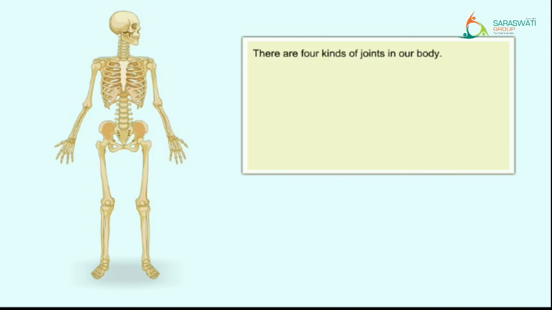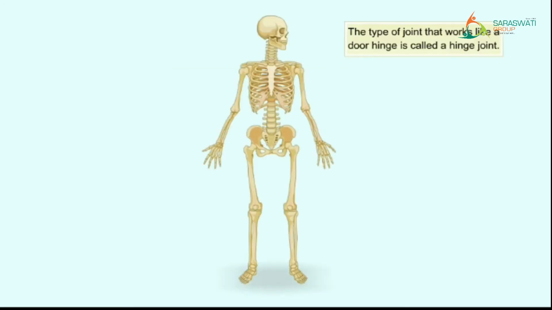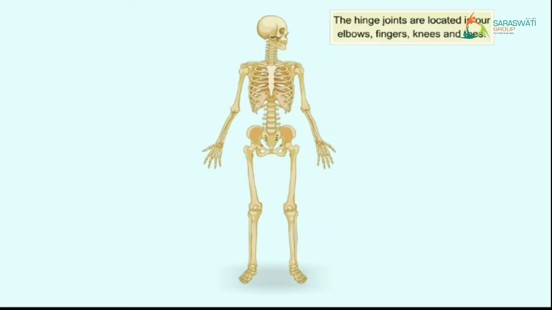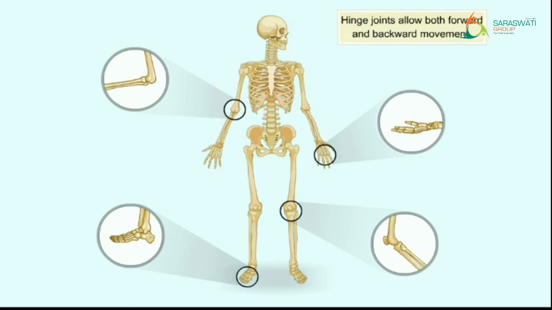There are four kinds of movable joints in our body: hinge joint, ball and socket joint, pivot joint, and gliding joint. Let's understand the function of each joint one by one. Have you observed the hinges of doors? These hinges allow the door to move outwards and inwards. The type of joint that works like a door hinge is called a hinge joint. The hinge joints are located in our elbows, fingers, knees, and toes. Hinge joints allow both forward and backward movement.